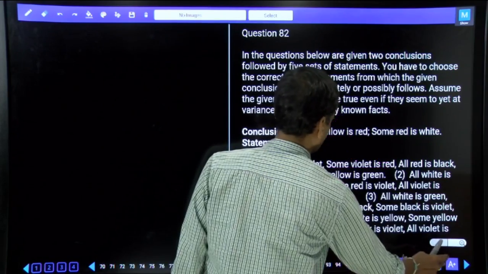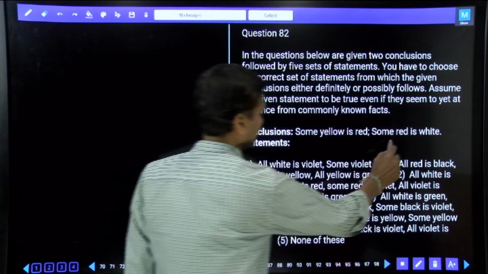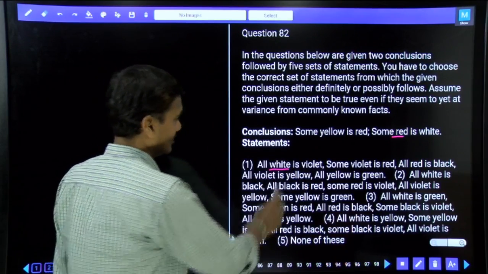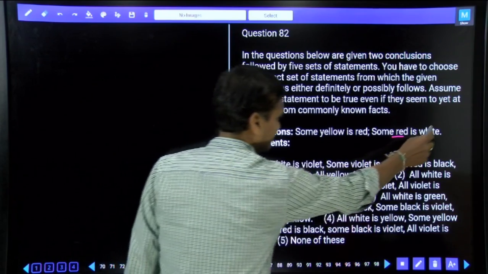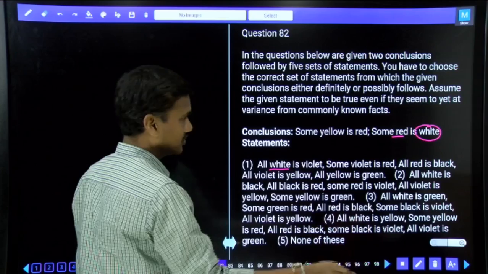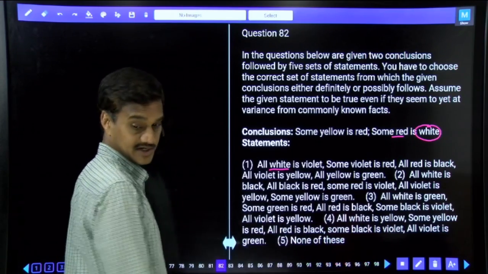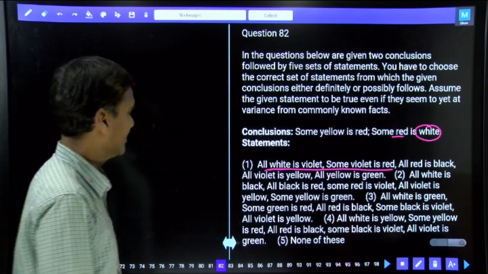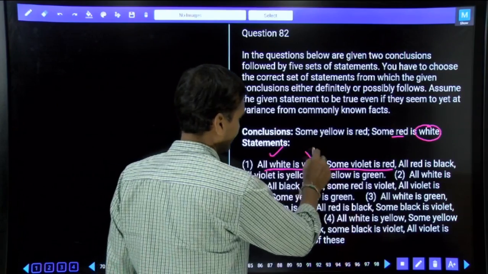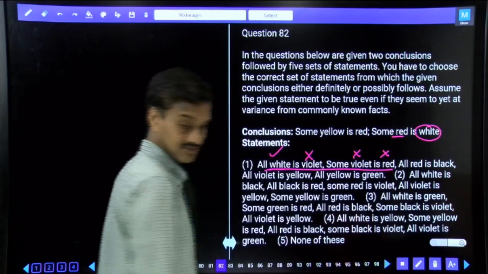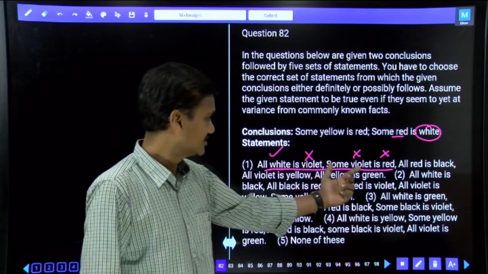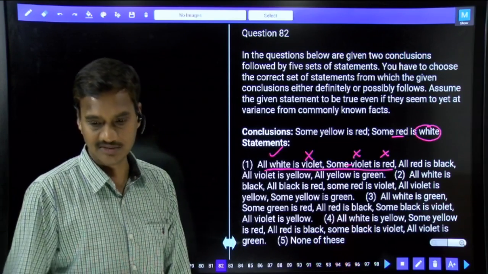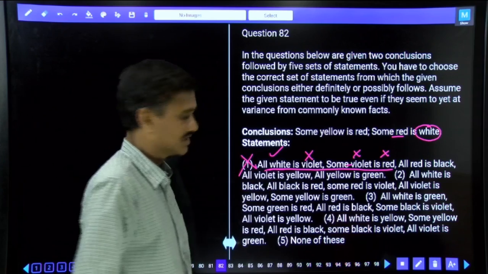Now coming to the next one, second conclusion. Some red is white. Now we need to identify the relation between red and white. White is here, white and violet. White must be present as it is. Violet should go, red should come. Statement between violet and red: the first two statements. All violet is red, it is tick, and it is cross, cross, cross. Yes, Manasa, see here. The middle term violet is cross in both the cases. Middle term not distributed at least once, and so choice 1 cannot be your answer.